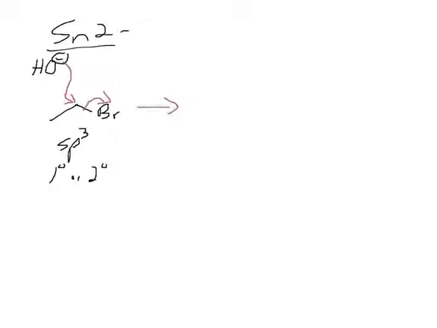It all happens in one step, so we call this a concerted reaction. It does inversion of stereochemistry because it comes from the backside. If this was RS, that stereocenter switches. It goes from R to S or S to R because it comes from that backside.